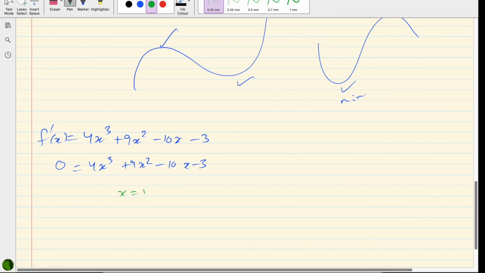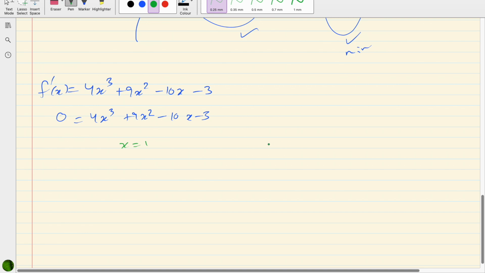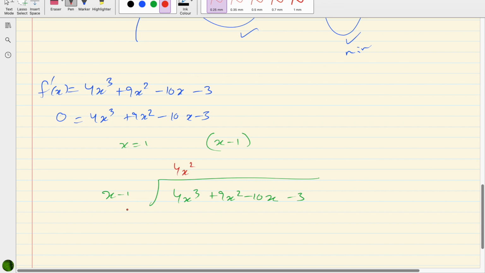We need the remaining points. So when x is equal to 1, I can say x minus 1 is a factor. So I'm going for long division. This is 4x cube plus 9x square minus 10x minus 3, divided by x minus 1. To get 4x cube, I multiply by 4x square. This is 4x cube minus 4x square. We change the signs and subtract them. 13x square minus 10x minus 3.